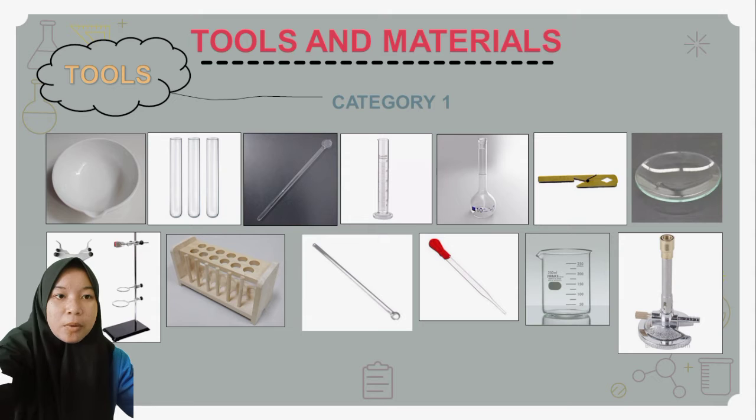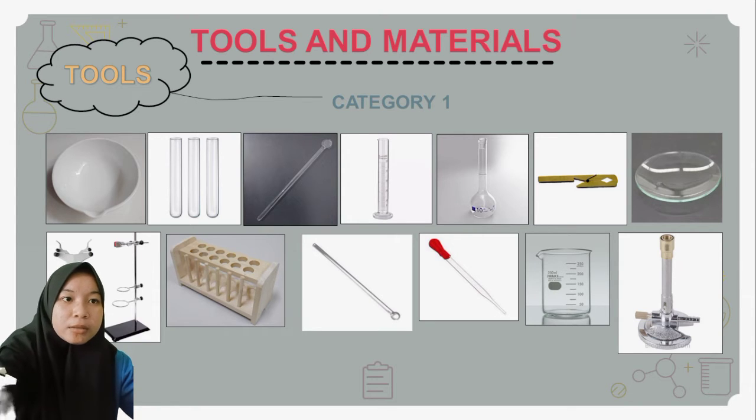Next, tools and materials. Tools category 1: mortar, test tube, glass stirrer, measuring cup, measuring flask, tube clamp, wedge glass, test tube rack, drop pipette, beaker glass, Bunsen burner. Tools category 2: analytical balance, hot plate, and fume hood.